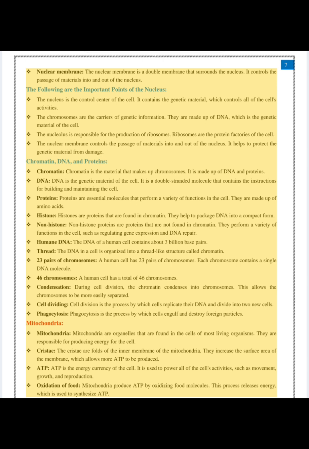ATP. ATP is the energy currency of the cell. It is used to power all of the cell's activities, such as movement, growth, and reproduction. Oxidation of food. Mitochondria produce ATP by oxidizing food molecules. This process releases energy, which is used to synthesize ATP.